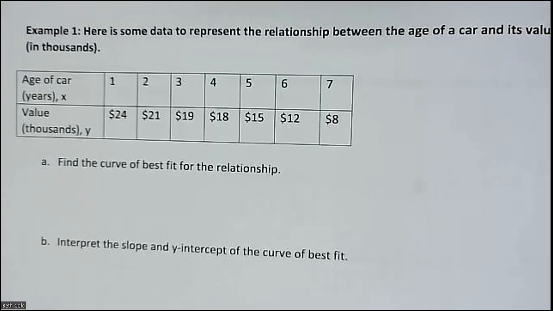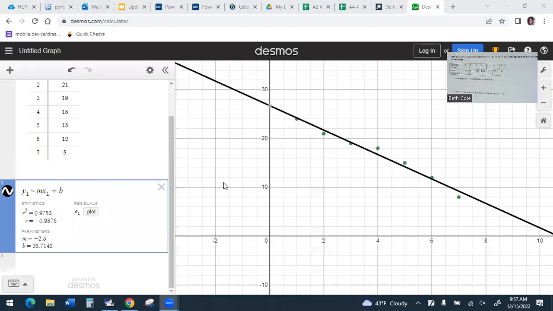All right, so let me share again. Sorry, I went back to the screen so I could pause it. Do you guys see this information down here, M and B? Okay, M is negative 2.5, B is 26.7. We'll just round to 1 decimal point, okay?